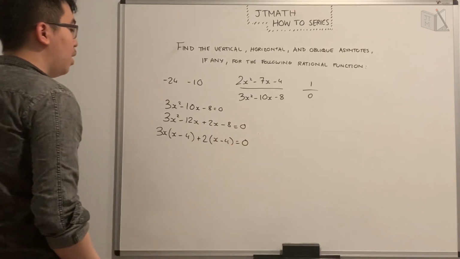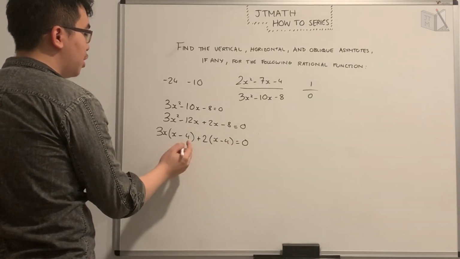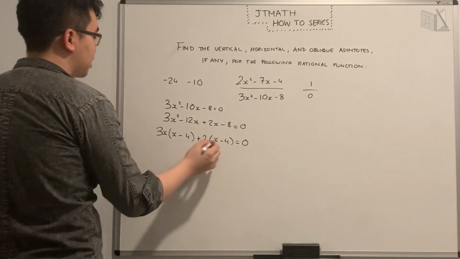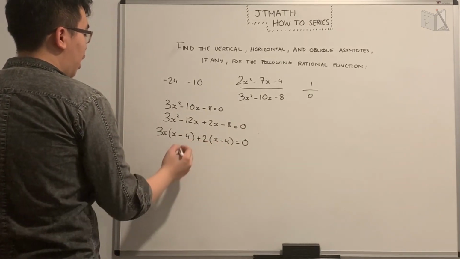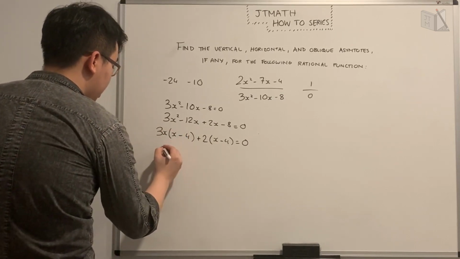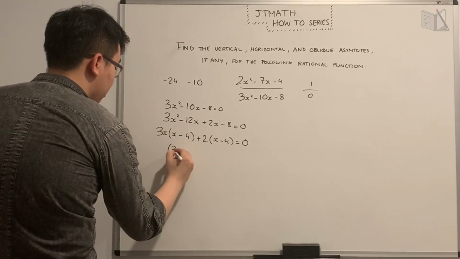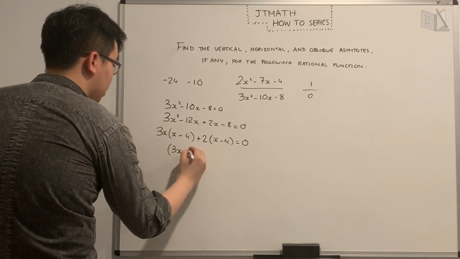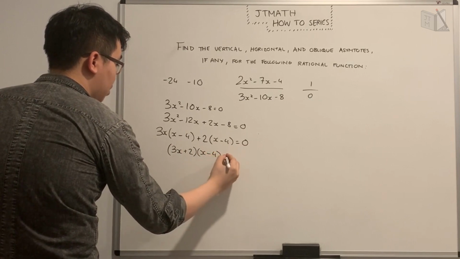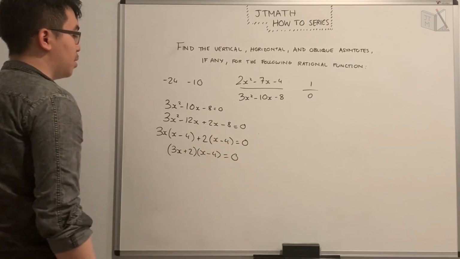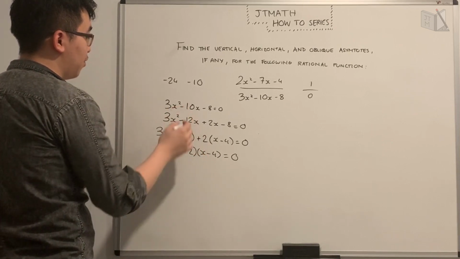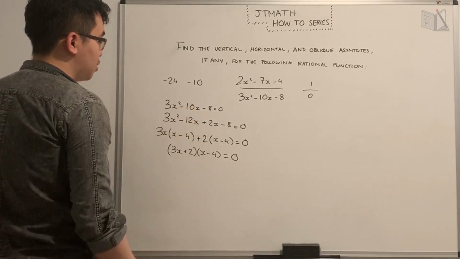This equals 0. If you've done this correctly, you should notice that these two factors are exactly the same as each other, which means we can cancel one of them out. So our two factors are going to be 3x plus 2 and x minus 4 equals 0. You can multiply these out and they should give you back this answer.